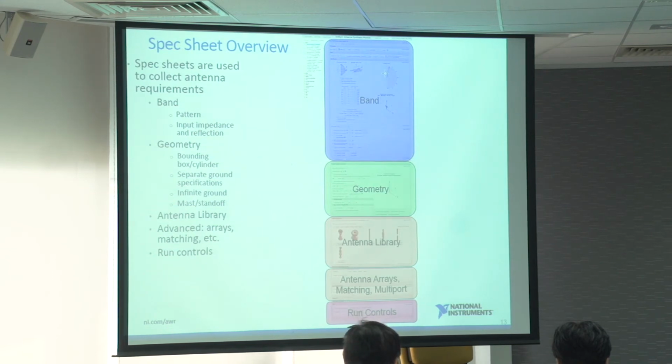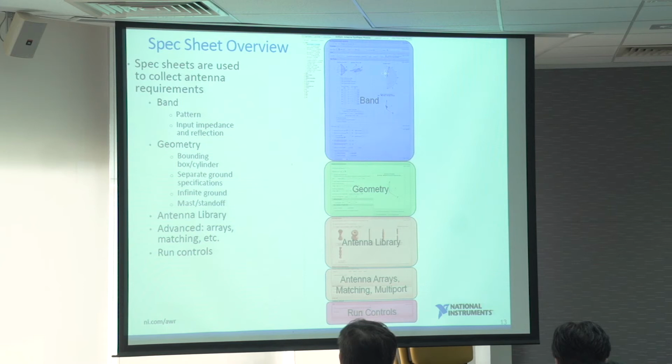The spec sheet is what we use to specify these different parameters that you need. The spec sheets include things like band information, your pattern and impedance information. Your geometry section gives you a bounding box so that you can constrain your geometry and input things like ground specifications. We have an antenna library that lets you pick from among different templates for different kinds of applications, or if you don't pick any, the system will select them for you.